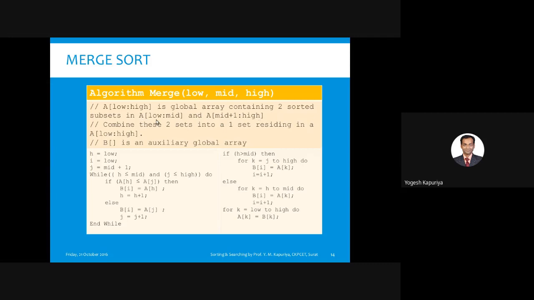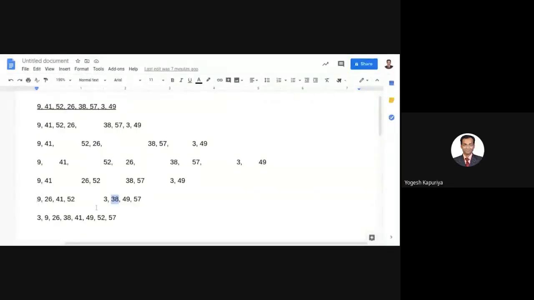So now you have two parts already sorted, and you want to combine these two sets into a single set, low to high, and make sure that this entire array between low to high is sorted. Obviously you require an auxiliary array just for temporary purposes. We are maintaining three indexes. If you look at this document, when we are doing the merging, let me give you an example here.